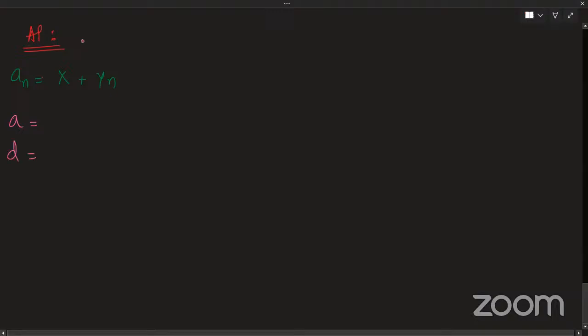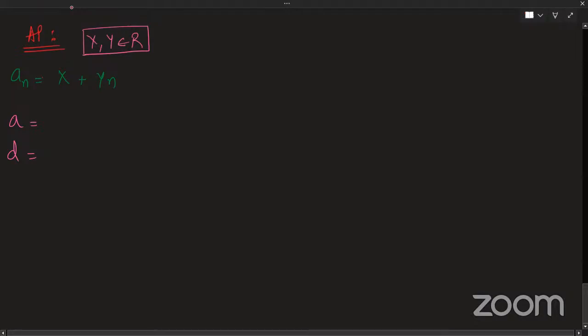Can you tell me what will be the common difference of the AP also? Sir, N. Sir, I think zero, sir. N, how can it be N? N is the nth term that I am talking about. X and Y are any real numbers.